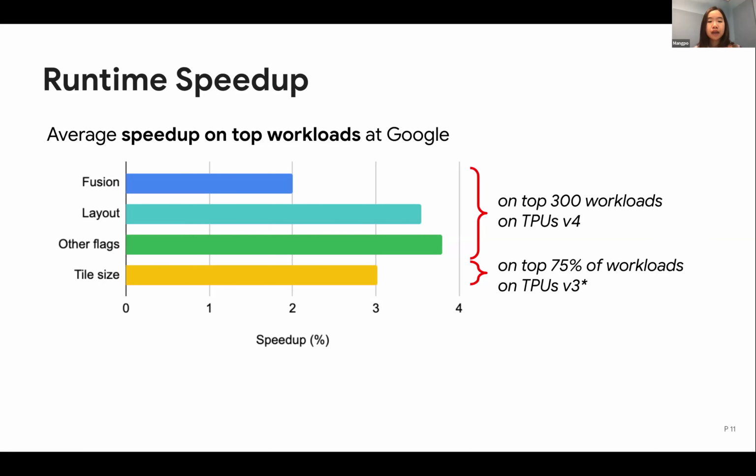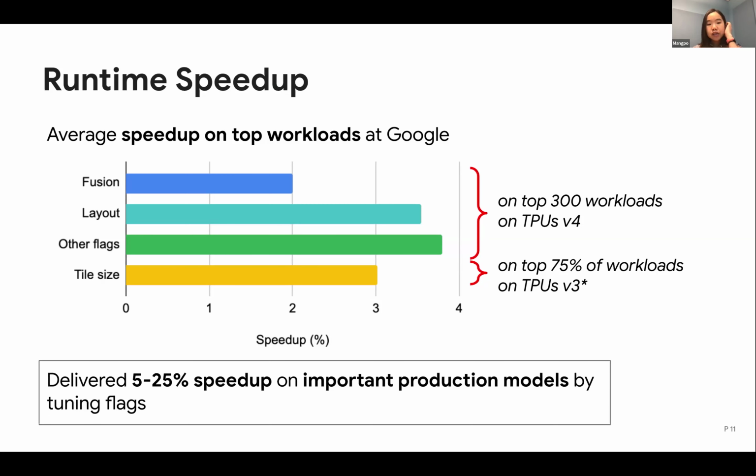You can see that even though each optimization gives about 2 to 3% speedup, which is moderate, if you add everything together, they are additive, right? If you're tuning fusion, layout, compiler flags, and tile size together, in the end you get over 10% on average across all the workloads in our fleet. So that's a pretty significant speedup. We also use this technique to tune important production workloads that serve production traffic for various Google products, and we've seen about 5 to 25% speedup for some of these important production models. So this basic idea is shown to be extremely effective.